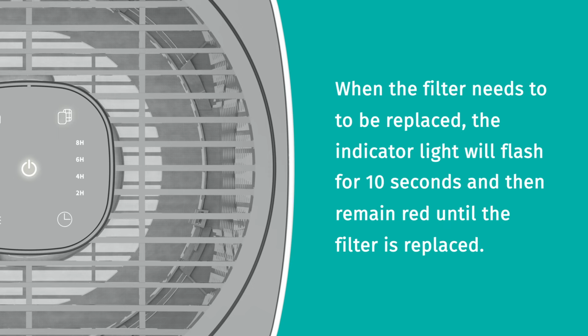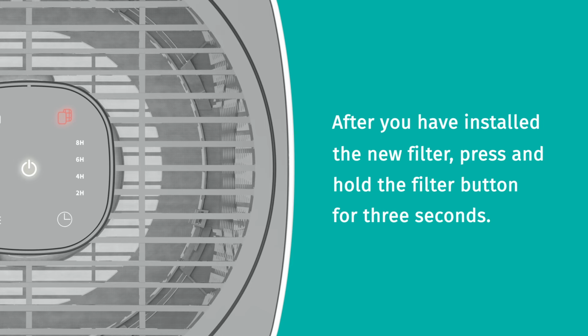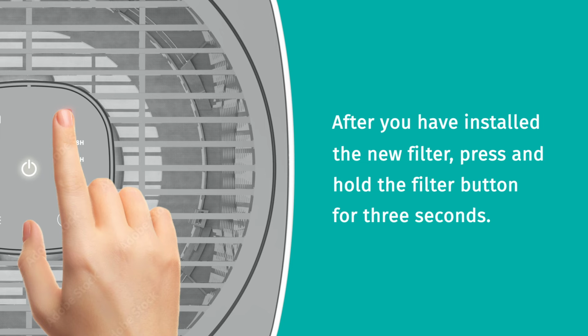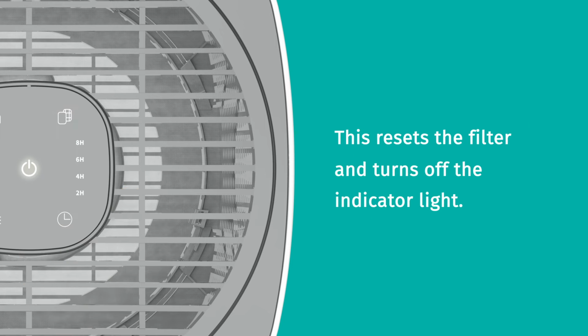When the filter needs to be replaced, the indicator light will flash for 10 seconds and then remain red until the filter is replaced. After you have installed the new filter, press and hold the filter button for 3 seconds. This resets the filter and turns off the indicator light.